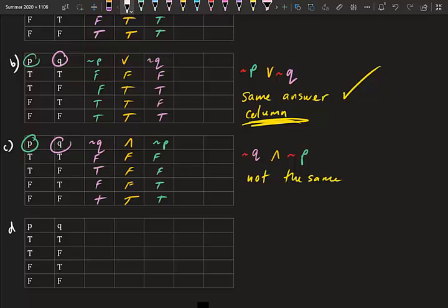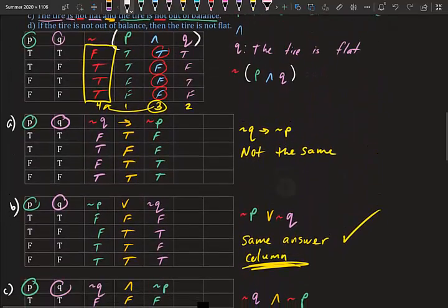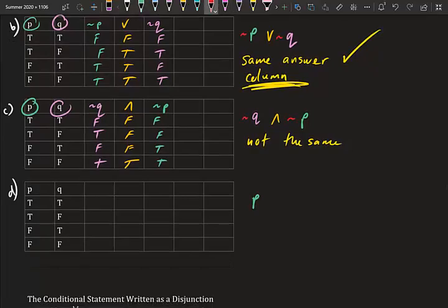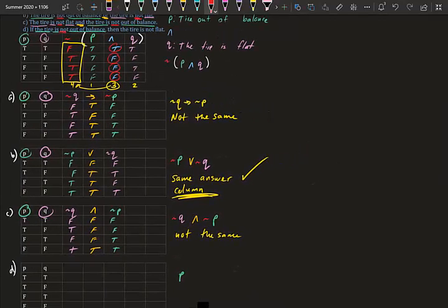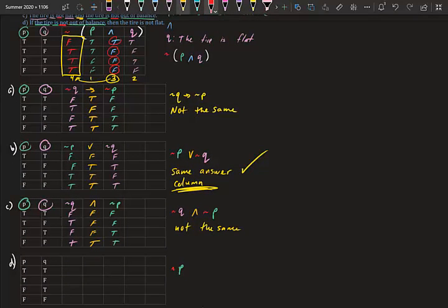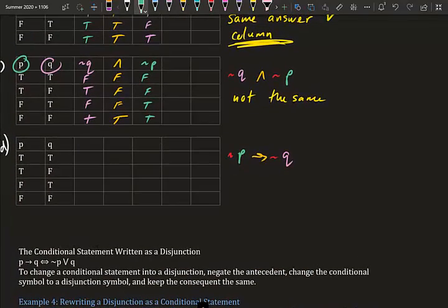All right, our last one, D. So sentence D, if the tire is not out of balance, then the tire is not flat. So out of balance, that was P, so the tire is out of balance, so that's P. But we have the word not, so we need to put the little squiggly. We have our connective of if then. Then we have the tire is not flat. So the tire is flat, that was Q, but we have the word not, so that's a little squiggly. So we have negation P, if then, negation Q.